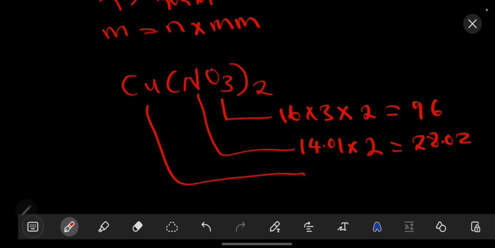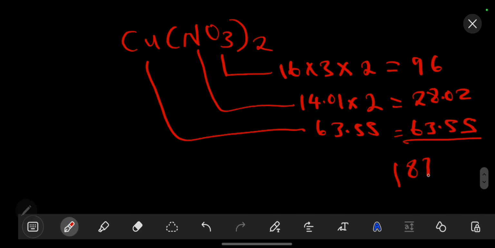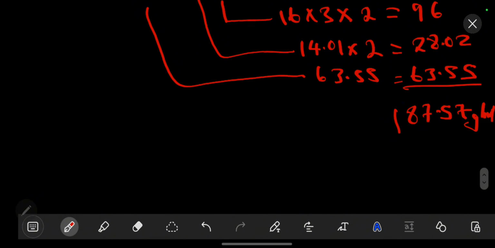Then our copper has a molar mass of 63.55. So we are going to have 63.55. Then we add them. So what we are going to get is 96 plus 28.02 plus 63.55. This gives us a molar mass equivalent to 187.57 grams per mole. So that's per mole.